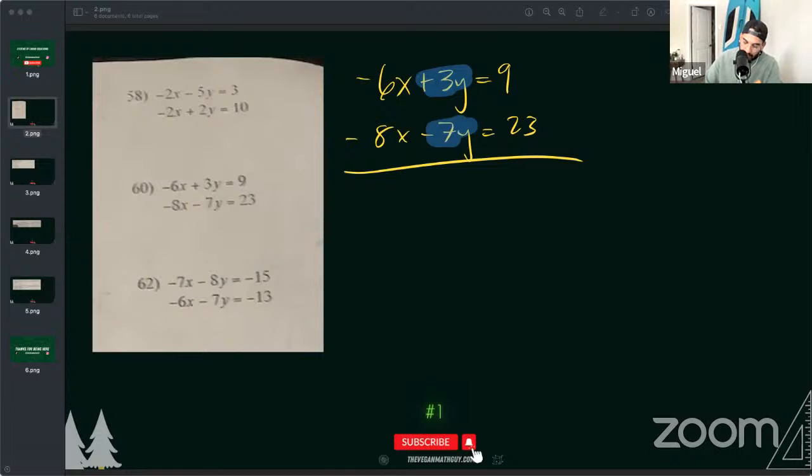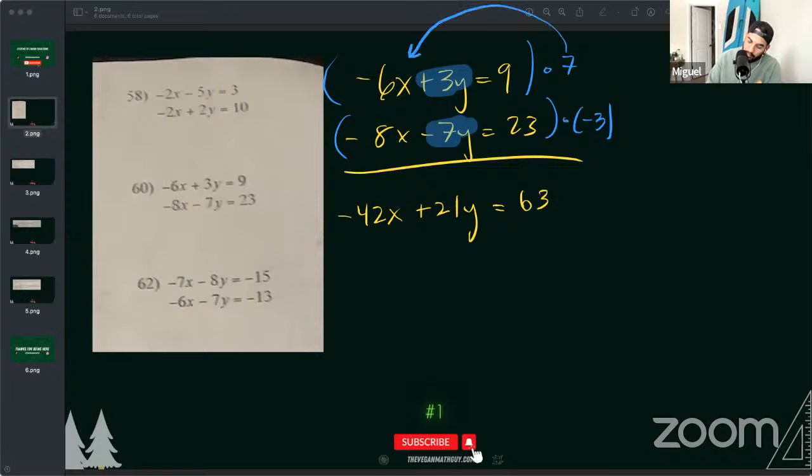You know, I already see one's a positive, the other's a negative. So in order to have the same value, let me multiply the top equation by 7 and the bottom equation by -3. And what is that going to give us? Let's figure it out. -42x plus 21y is equal to 63. Now, how did I get that? I took the 7 and I multiplied that to every single value in the first equation. And that's exactly what we're going to do with the second equation, the one at the bottom. I am multiplying the -3 into everything.